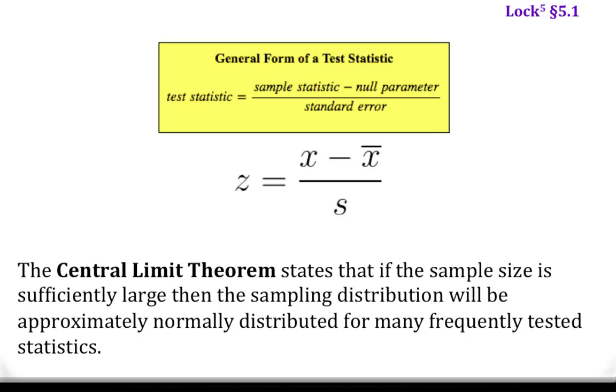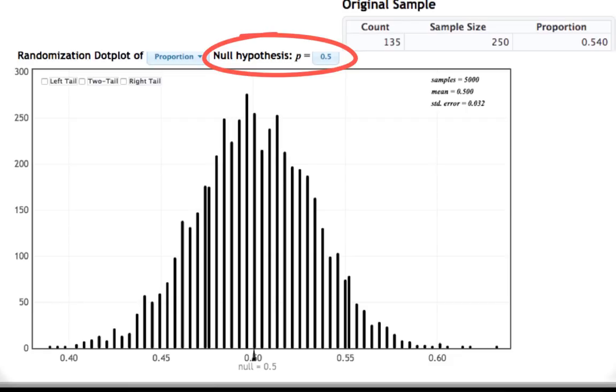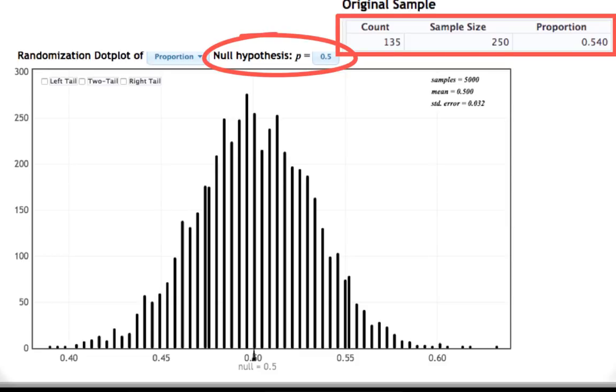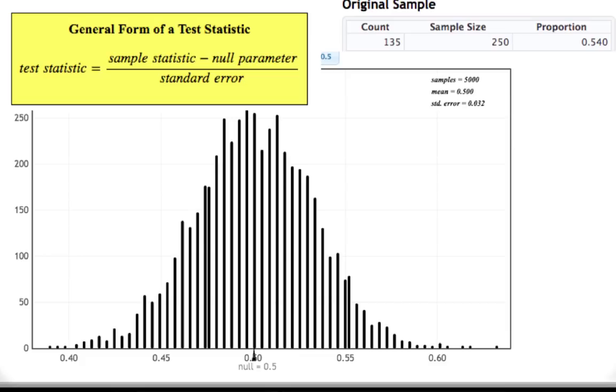Let's look at a couple of examples. Here we have a randomization distribution given the null hypothesis that p equals 0.5. The original sample had a sample size of 250 with 135 successes for an observed sample proportion of 0.540. We can use our randomization distribution to find the standard error. We have our observed sample proportion, and we have our null parameter. We have all the values that we need to compute a test statistic.